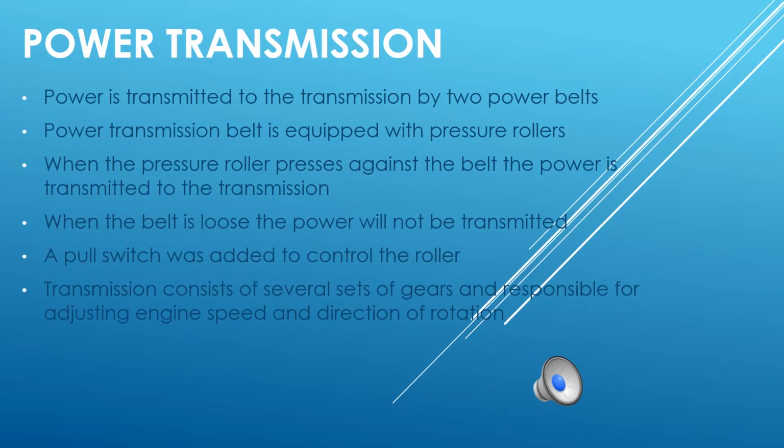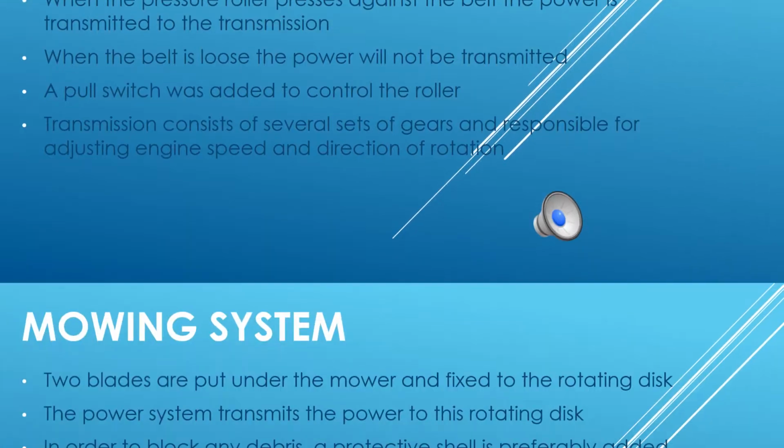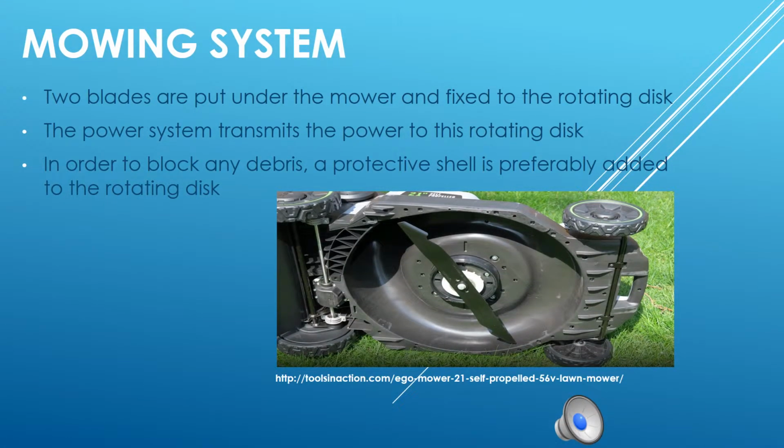When it comes to the power transmission, it was all done by 2 power belts, where the power belts were equipped with pressure rollers. The pressure roller pressed against the belt and the power was transmitted to the transmission. A pull switch was added to control the roller. The transmission consisted of several sets of gears and was responsible for adjusting the engine speed and the direction of rotation. In the moving system, two blades were put under the mower and was fixed to the rotating disc.